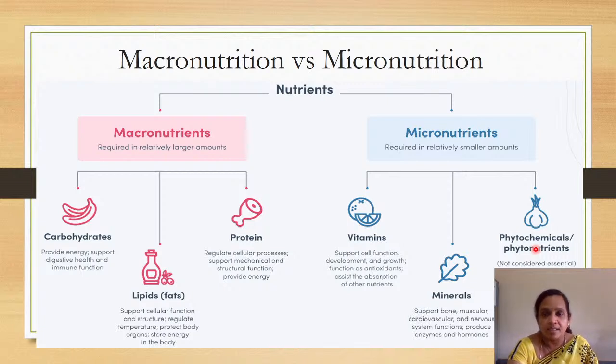Next are minerals. Minerals are required for the formation of bone, for muscular activity, and for normal cardiovascular function, because the heart is nothing but a muscle. They are also required for normal functioning of nervous tissue and for the production of enzymes and hormones. Some of the minerals act as cofactors in the metabolic processes. So these minerals are required for the reactions in metabolic processes. So today we are going to talk about minerals.